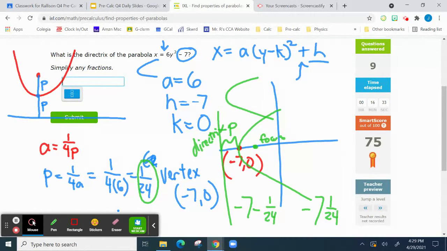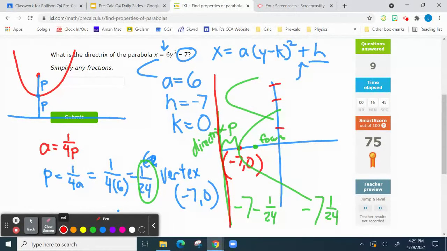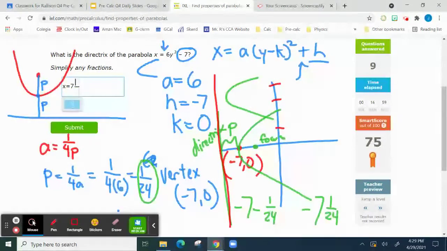So that's a vertical line. So that's going to be X, right? Because Y could be here, Y could be here, Y could be here, and it's all going to be X no matter what. So we're going to say that X equals 7 and 1/24.